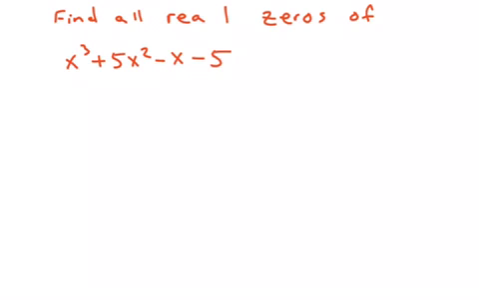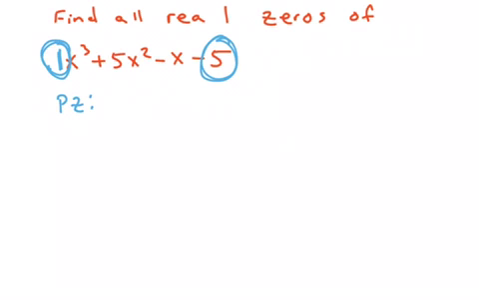Okay, so let's take a look at this. Find all real zeros of x cubed plus 5x squared minus x minus 5. So what am I going to do here? Well, you need to find out what your possible zeros are. And in order to do this, this is the factors of 5 divided by the factors of the leading coefficient, which are 1, or the factors of the constant divided by the factors of the leading coefficient.